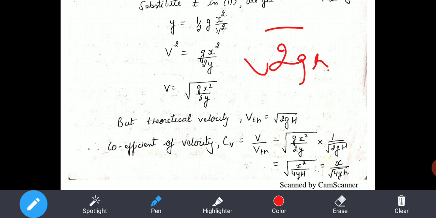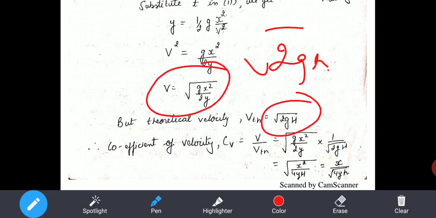The coefficient of velocity is equal to actual velocity upon theoretical velocity. Actual velocity is obtained from here and theoretical velocity is obtained from here. If we put all these values, we finally obtain the formula Cv equal to x upon under root 4yh. This is the jet method by which we can determine the coefficient of velocity. This is very important.